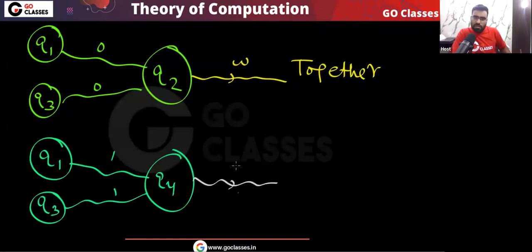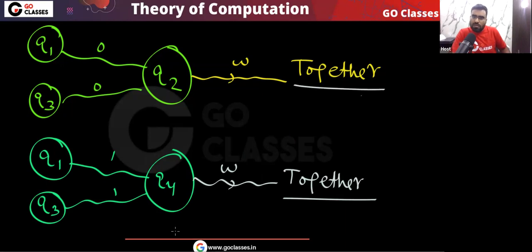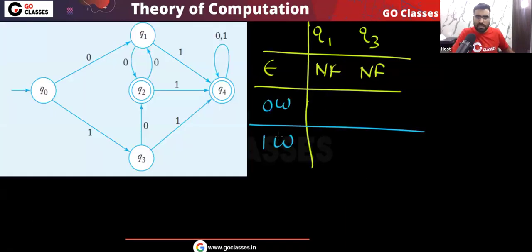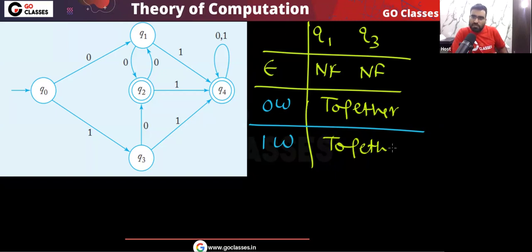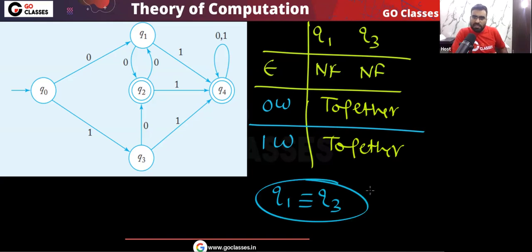Now, whatever comes, they will always remain together. So this is what I'm saying: on empty string, Q1, Q3, both are going to non-final. If string is starting with 0, both are together. If string is starting with 1, both are together. So can I say they are equivalent? Yes. This state Q1 is equivalent to Q3. So I can merge them.